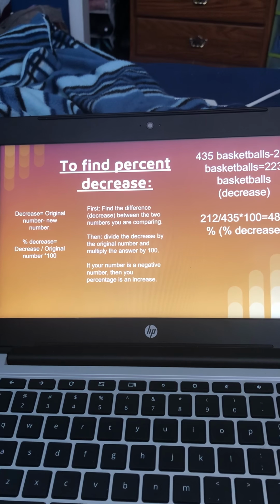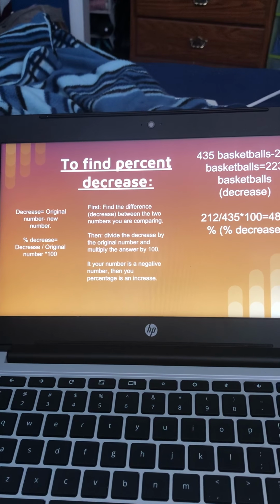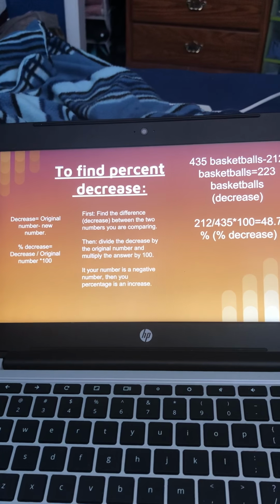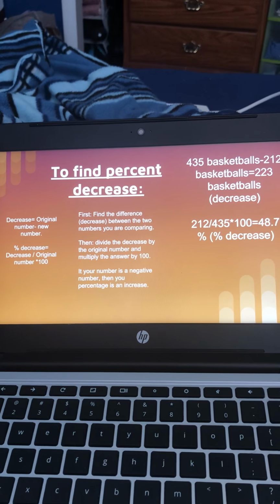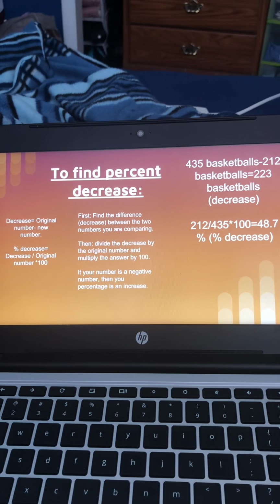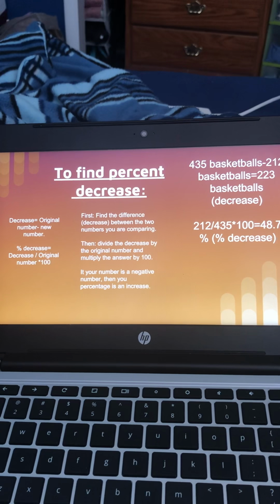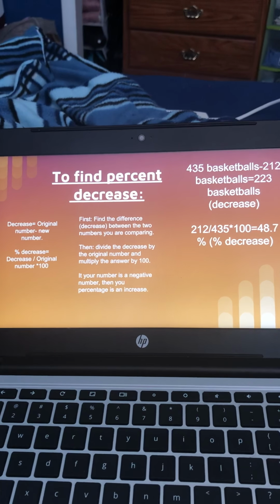To find percent decrease is pretty much the same thing, just a little bit backwards. So first you have to find the difference or decrease between the two numbers you're comparing, then divide the decrease by the original number and multiply the answer by 100. Again, if your number is negative, then your percent is an increase.